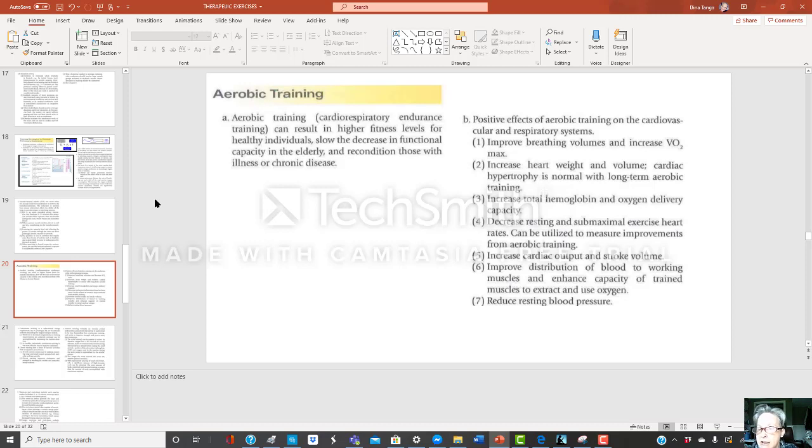Can be utilized to measure improvement from aerobic training. Increase cardiac output and stroke volume. Improve distribution of blood to working muscles, and enhance capacity of trained muscles to extract and use oxygen. Reduce resting blood pressure.